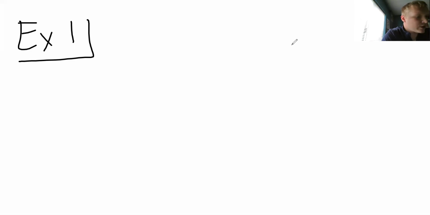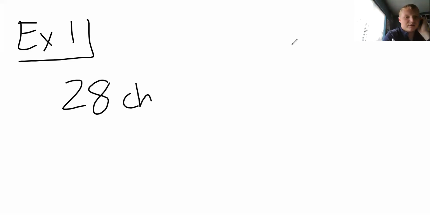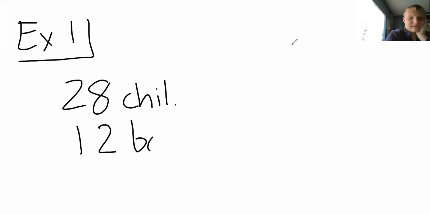So example 1: in a group of 28 children, there are 12 boys. I'm assuming they're asking for girls. What is the boy to girl ratio? How do I do this? Bethy, can you do it on the board? And then what is the girl to boy ratio? Aries, can you go do that one on the opposite board? Make sure you got your mask when you're heading up.